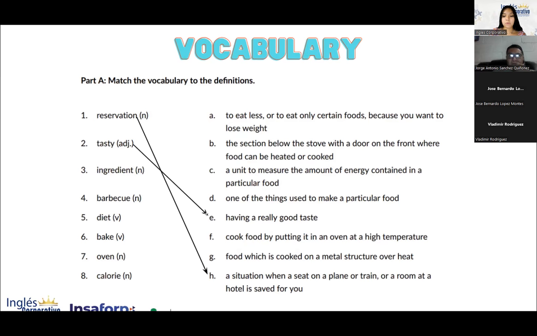D. Okay, and what is letter D? Can you read it? One of the things used to make a particular food. Thank you. All right, one of the things used to make a particular food. What about barbecue? What is the definition?